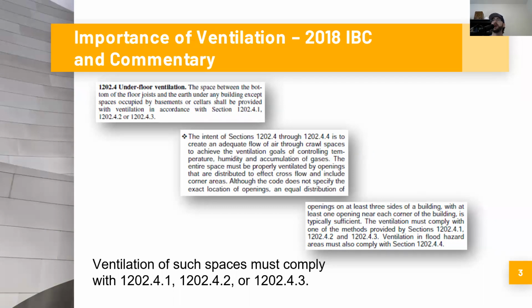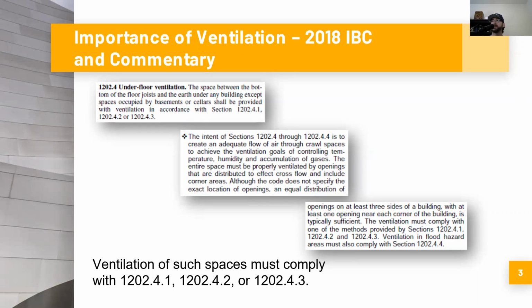So let's see what the commentary has to say. It says the intent of section 1202.4 through .4.4 is to create an adequate flow of air through crawl spaces to achieve the ventilation goals of controlling temperature, humidity, and accumulation of gases. The idea being, if you don't control those things through proper ventilation, you are going to have negative effects on your building related to temperature, humidity, and the accumulation of gases.